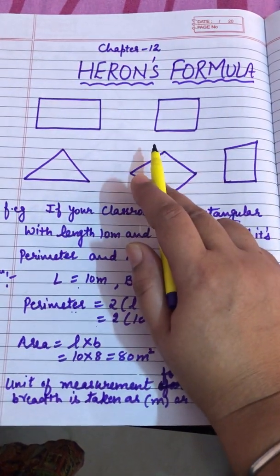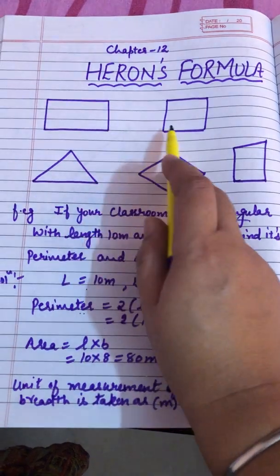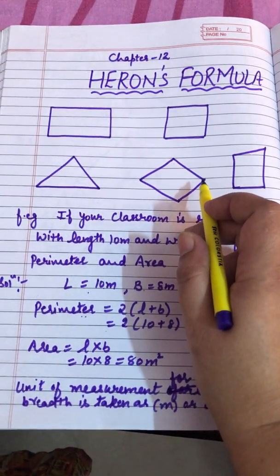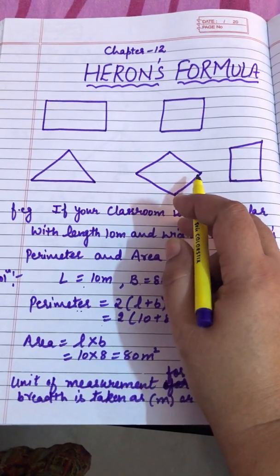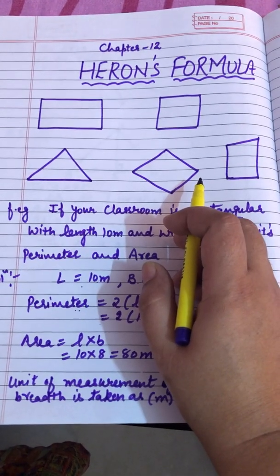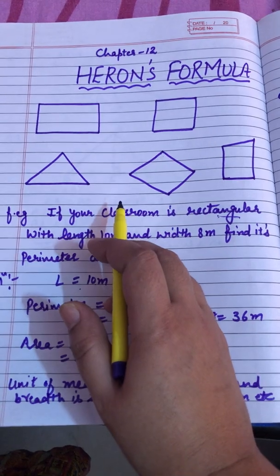Children, you might have studied in your previous classes about figures of different shapes such as rectangle, square, triangle and quadrilateral. And you have also calculated the perimeter and area of some of these figures. For example, you can find the area and perimeter of the floor of your classroom, isn't it so?